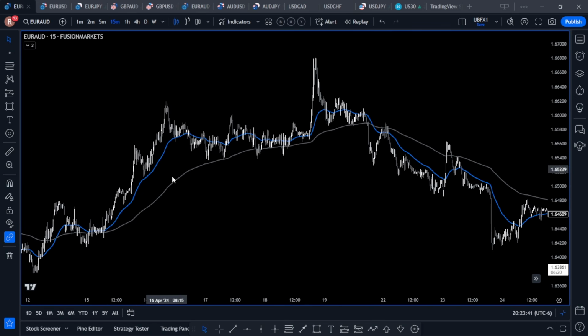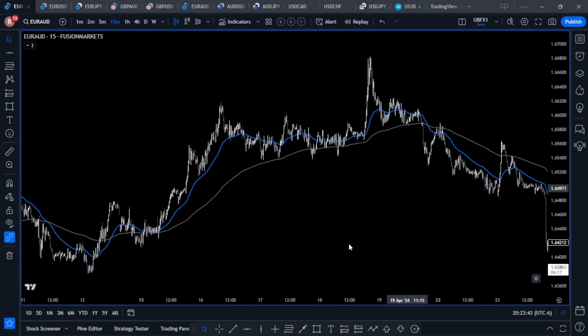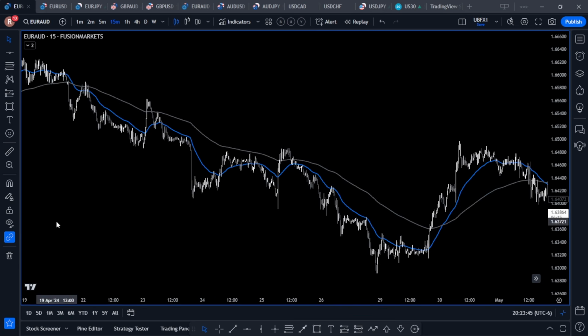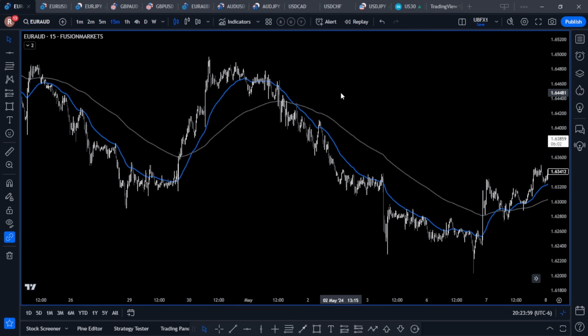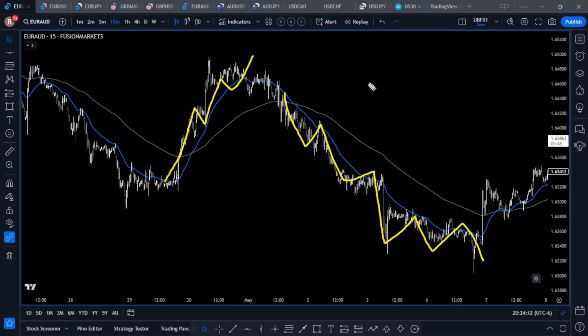So when we have the 50 above the 200, we get this beautiful idea that the market wants to move up. When we get the 50 below the 200, we get this really nice idea that the market wants to go down. Now, with the trend, we are looking for, again, that zigzag pattern. When the market moves down, we're seeing this zigzag pattern. When the market moves up, we see this zigzag pattern. So what we're looking for now are pullbacks. We've got the trend. Now we need a pullback.